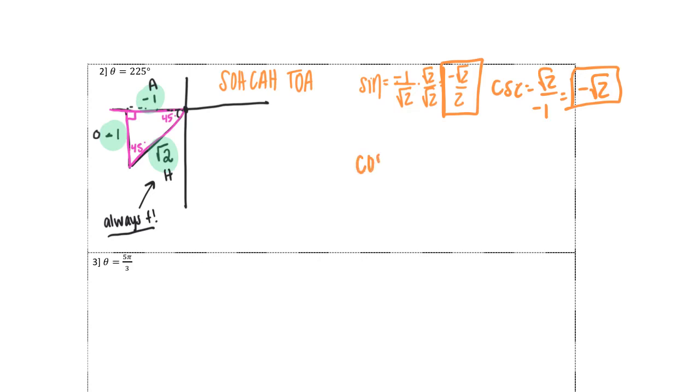Let's continue with the cosine. That is the adjacent over the hypotenuse. So again, it's negative 1 over square root of 2. It's the same thing as above, negative root 2 over 2, which means that the secant would be the same thing.